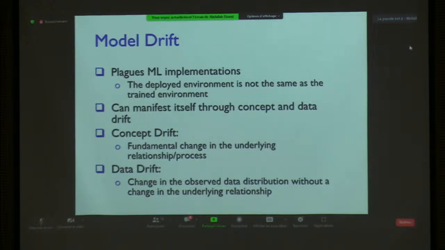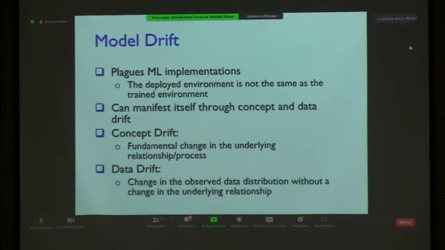So the relationship between the input and the output changes between the time that we train the model on some data sets and the time that the model is deployed in the network. But data drift defines a change in the observed data distribution without a change in the underlying relationship. So this is basically just a change in the distribution of the features themselves.